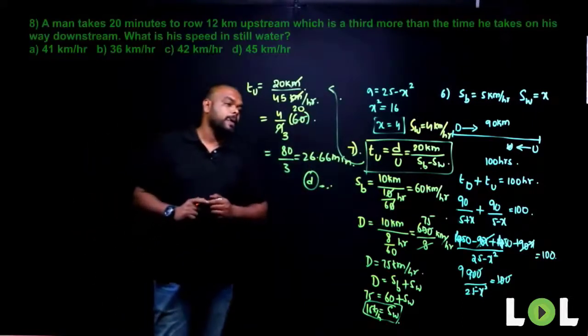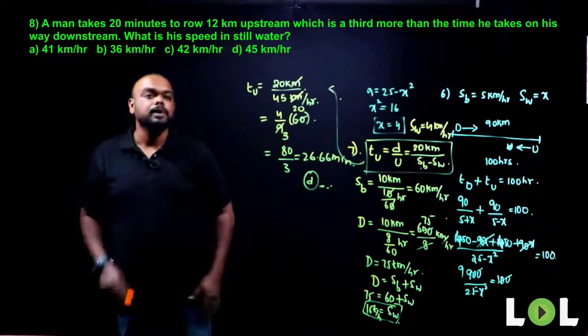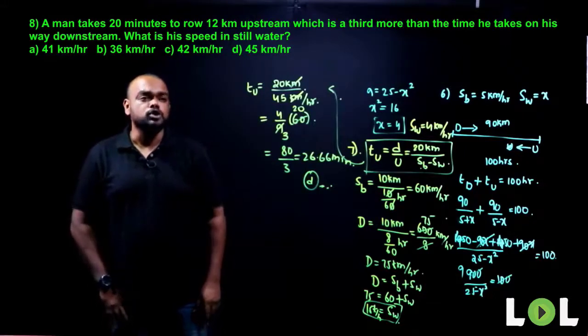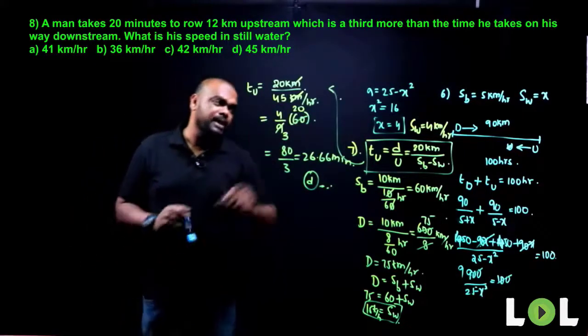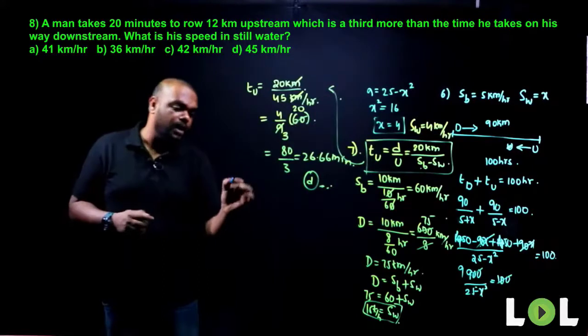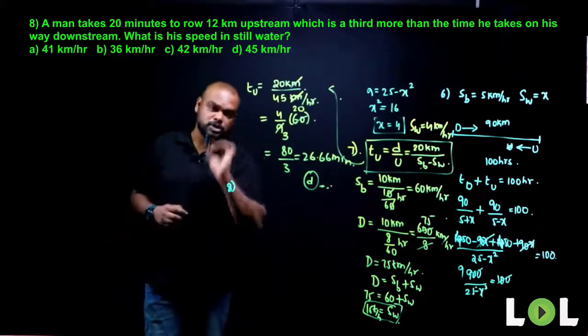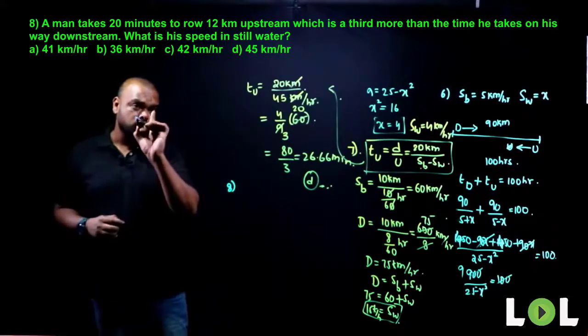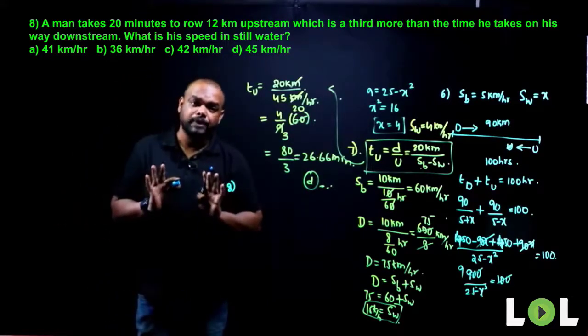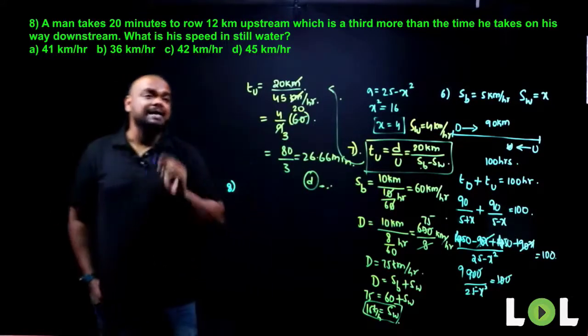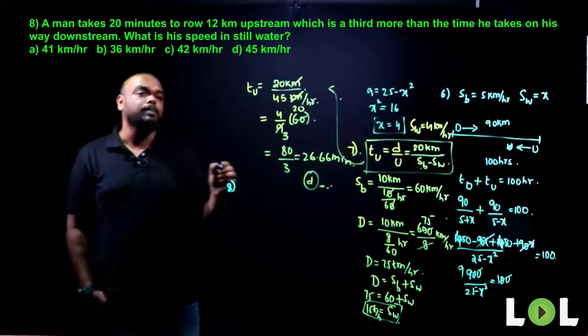Question number 8. What do we have here? So eventually guys, slowly the questions are becoming trickier and trickier. Stay with me. I'll try to explain it as simply as possible to you. Only thing is you must know all the basic 4 formulae. Okay. Now, a man takes 20 minutes to row 12 km upstream.